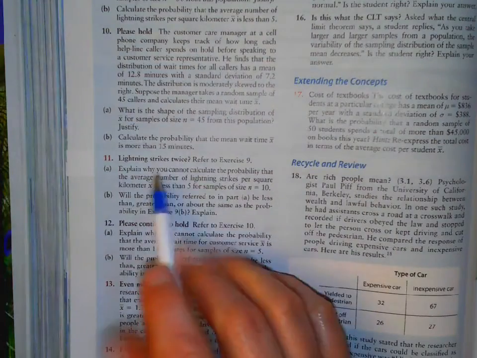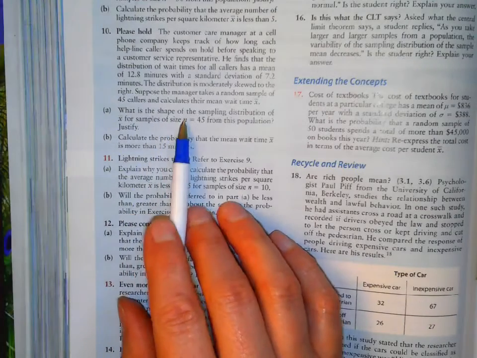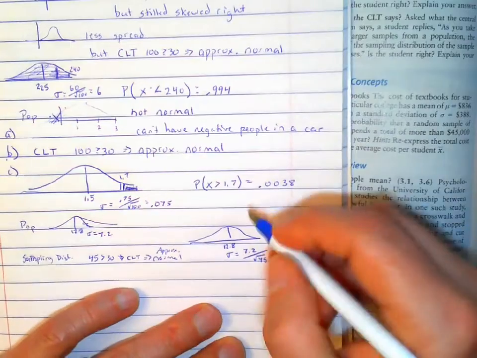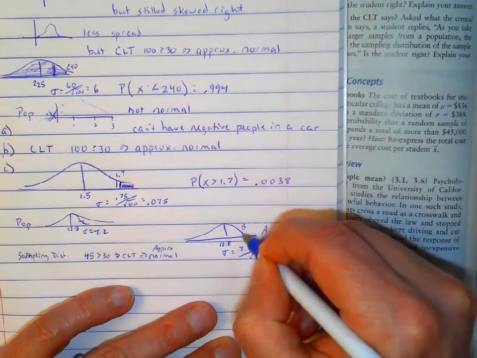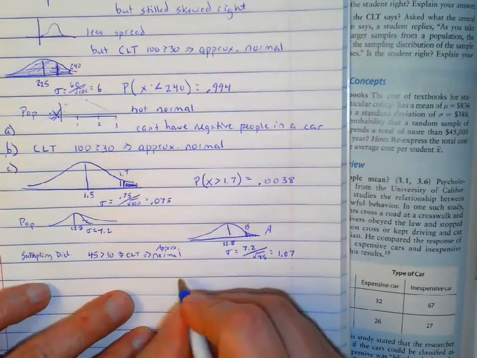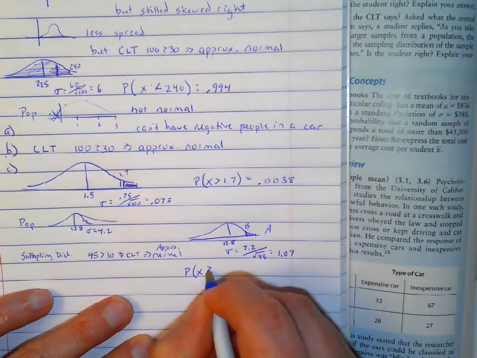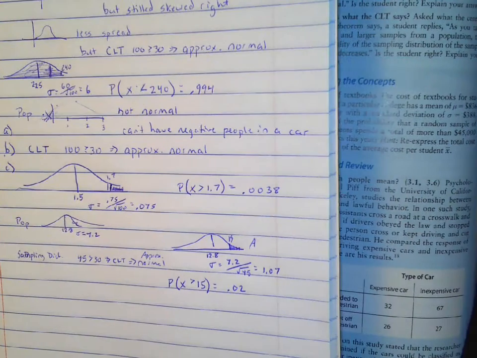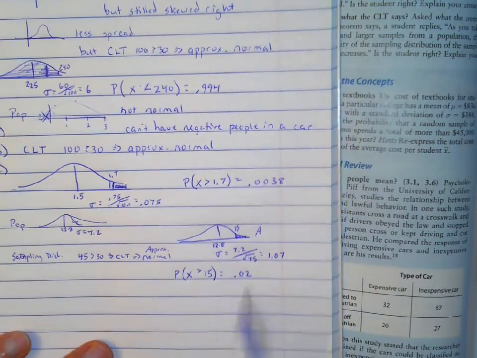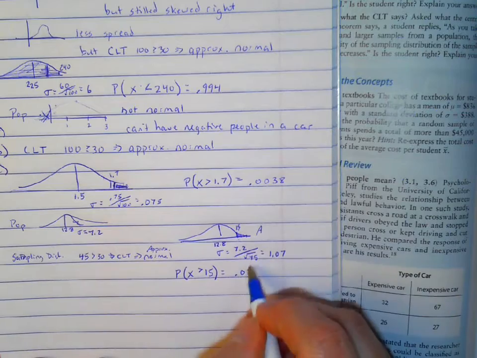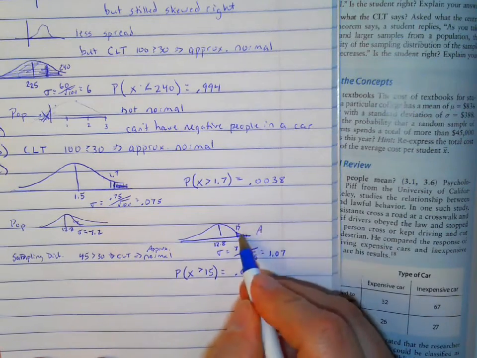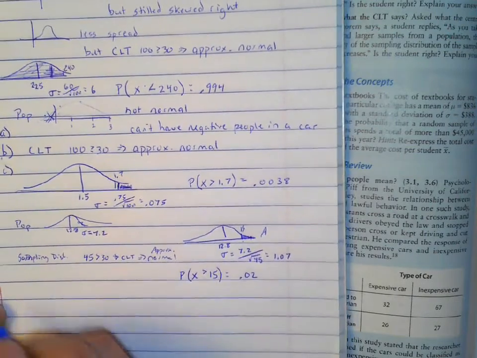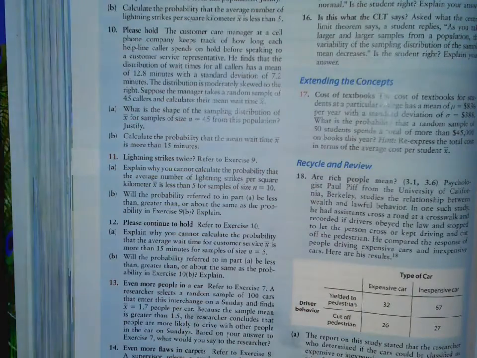Okay, so if we think about part A, what is the shape? We know it's approximately normal. Part B, probability the wait time is more than 15 minutes. So we want 15 minutes or more. Okay, so go to Desmos and find it. The answer comes up to be 2% of the time. So if I collect 45 people and find their average, only 2% of the time would it be more than a 15-minute wait time.